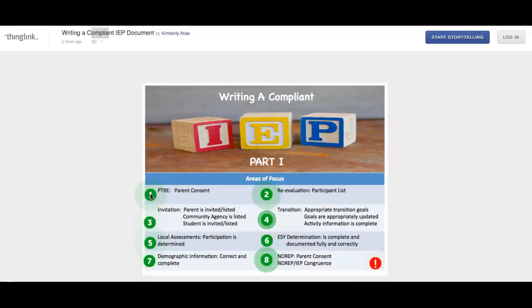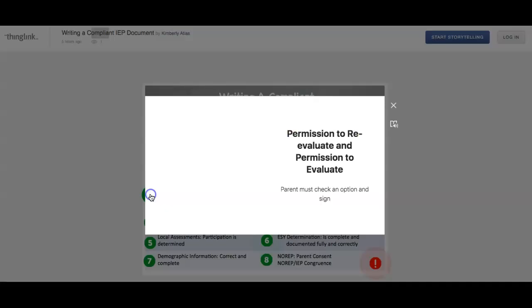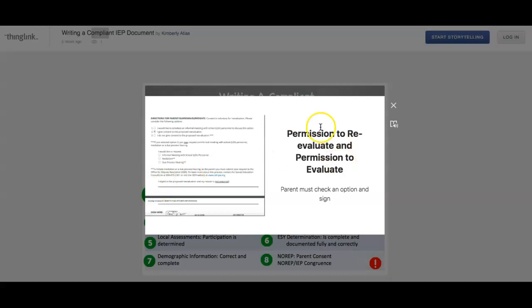So the first section of the corrective action was the PTRE. So the PTRE is the permission to reevaluate. We also have PTEs, which are the permission to evaluate. So when we send a PTRE or a PTE, we also have to ask parents permission and gain consent. We don't have to gain consent after the third attempt of trying to get that parent to agree to the reevaluation. We do need to get it on an initial evaluation.